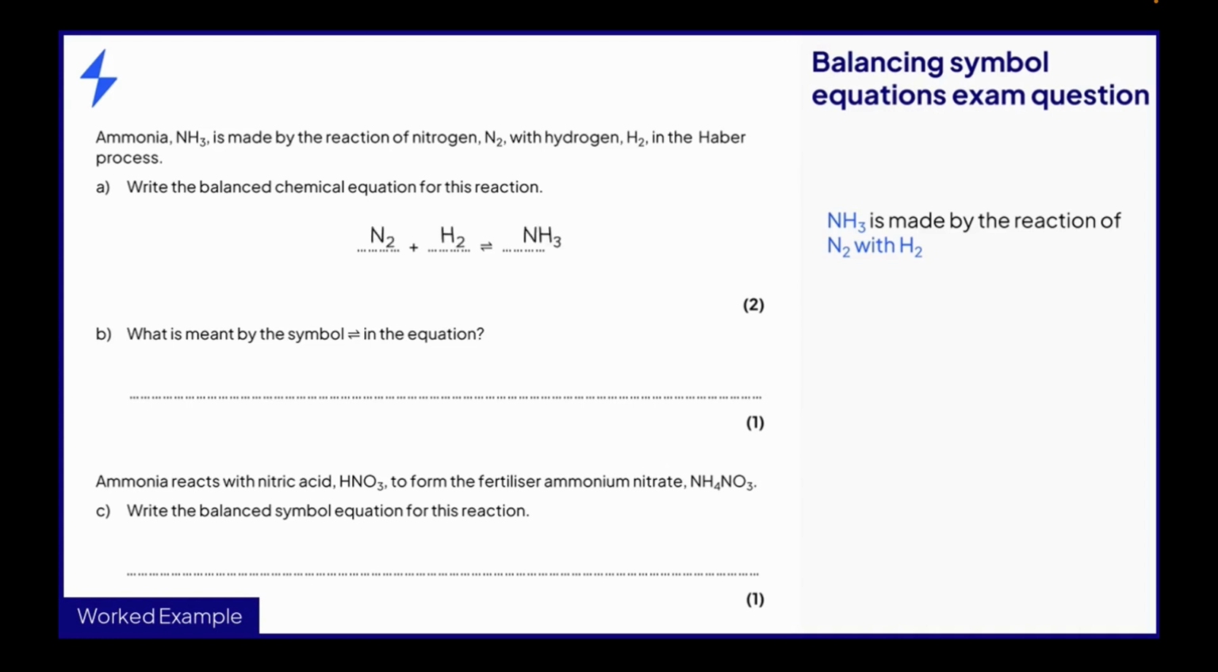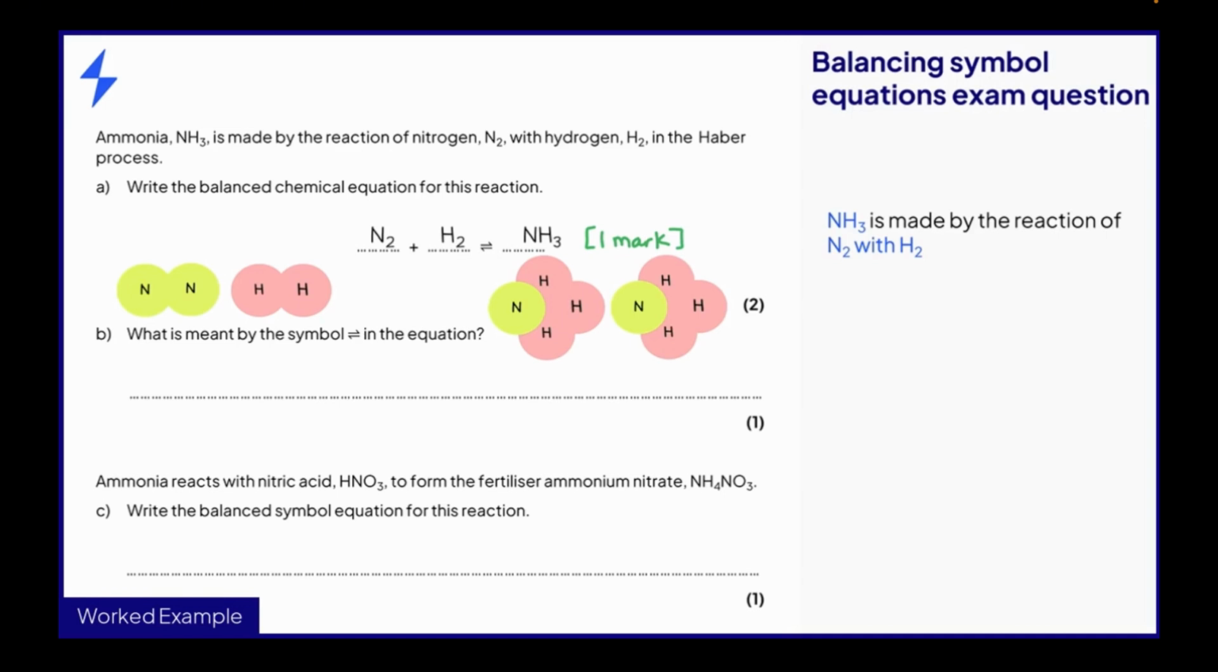This means that the unbalanced equation is N2 plus H2 forming NH3 for 1 mark. The second mark is for balancing the equation. The unbalanced equation shows that one nitrogen molecule reacts with one hydrogen molecule to form one ammonia molecule. To balance the nitrogen atoms on the left-hand side, we must make two ammonia molecules.